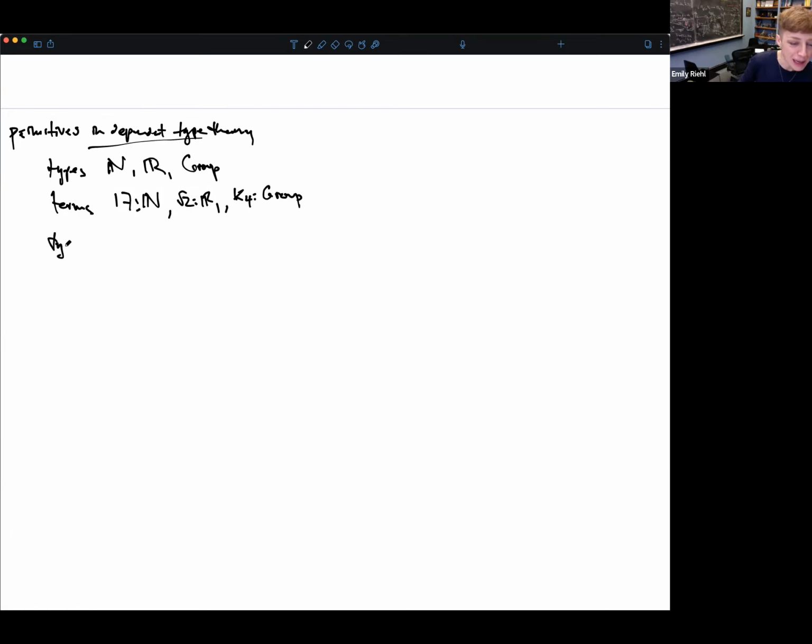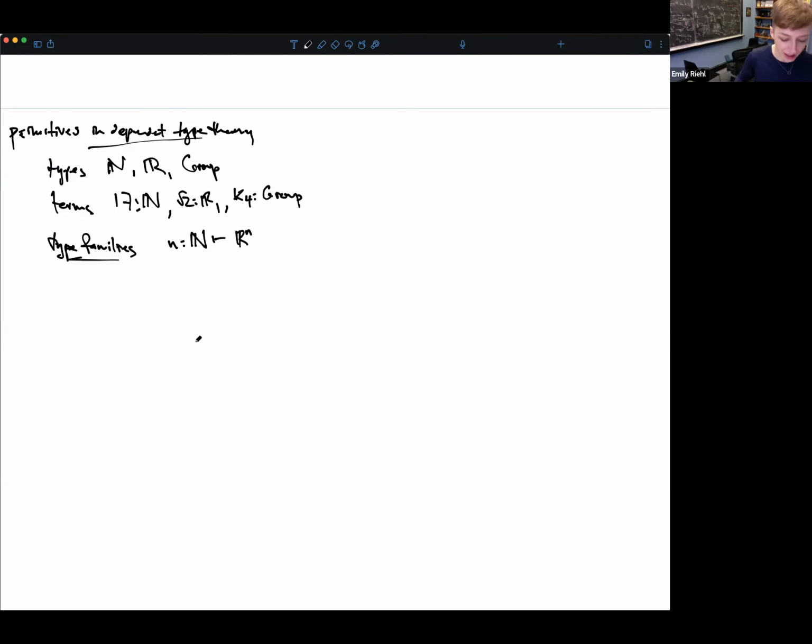And then what makes it dependent type theory is that we also have as a primitive a notion of a type family, a family of types. What this means is that a type can depend on a term in another type, or a variable in another type. For instance, we have n-dimensional Euclidean space. That's a notion that mathematicians are very familiar with. But to talk about n-dimensional Euclidean space, we first need an n. And this n is a natural number, a term of type N.